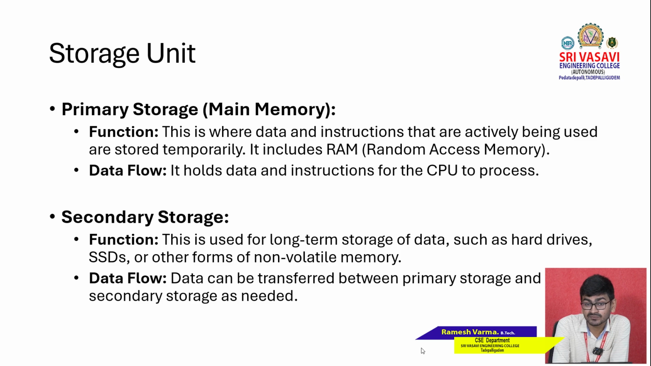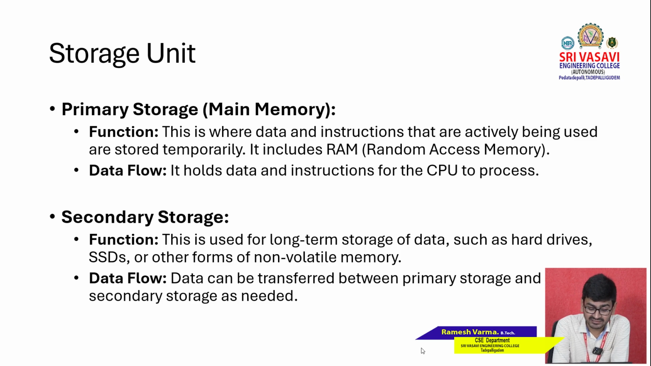The meaning is that once the computer is turned off, the instructions which are stored in the main memory will be lost. That is called temporary memory, or some may say volatile memory. It includes RAM. So main memory example is RAM. RAM stands for random access memory, which is also known as volatile memory. It holds data and instructions for the CPU to process. So basically CPU accesses the instructions from the main memory itself.